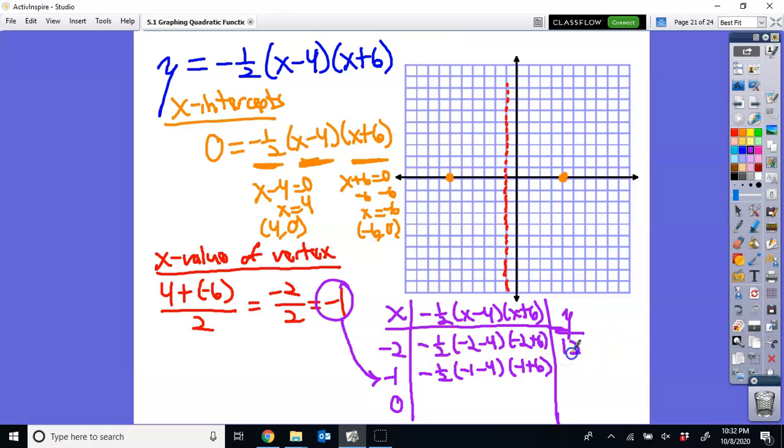That's going to be positive 12. So it's going to be actually up here, kind of above the graph, up here at 12, negative 2, 12. Then I'm going to plug in the vertex. Negative 1 minus 4 is negative 5. Negative 1 plus 6 is positive 5, so that's negative 5 times positive 5, which is negative 25, times a negative 1/2. That's going to be a positive 12.5. So the vertex is just slightly above that one. And then the next point is going to be a mirror image at 0.